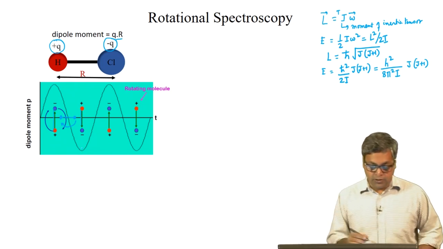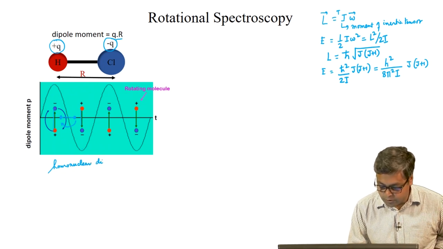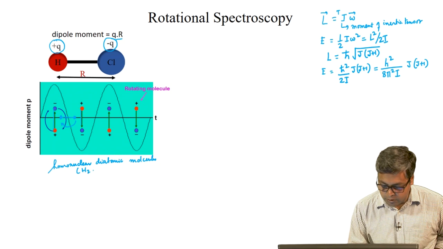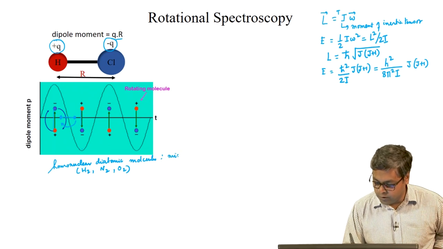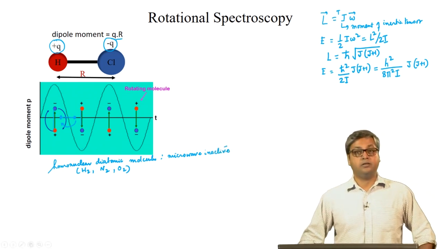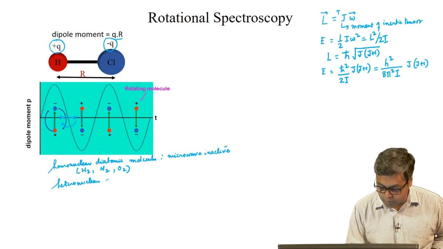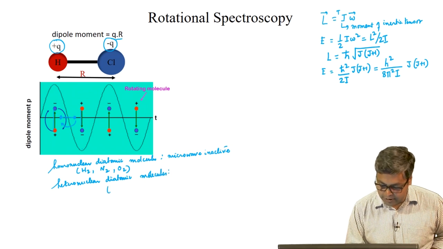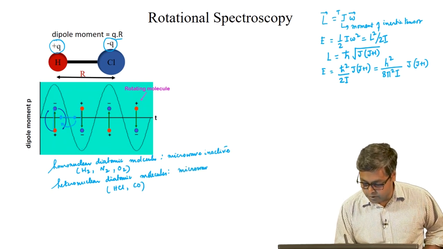Thus, we can say that these homonuclear diatomic molecules like hydrogen, nitrogen, oxygen, etcetera, are microwave inactive. On the other hand, the heteronuclear diatomic molecules like HCl, carbon monoxide, are microwave active.